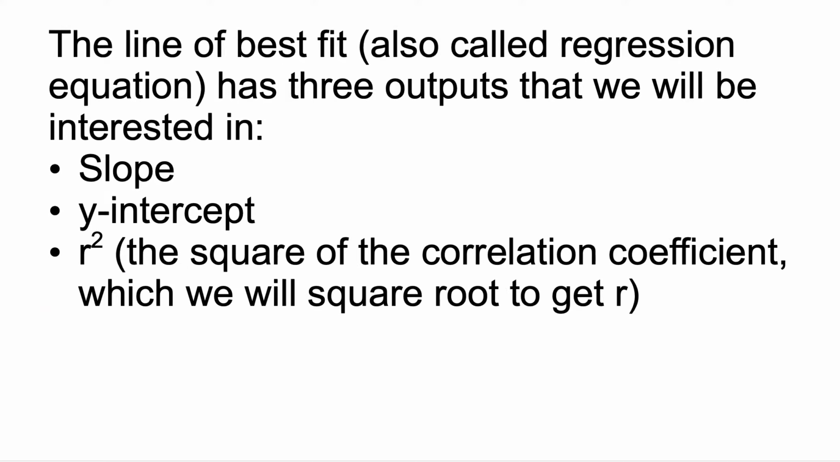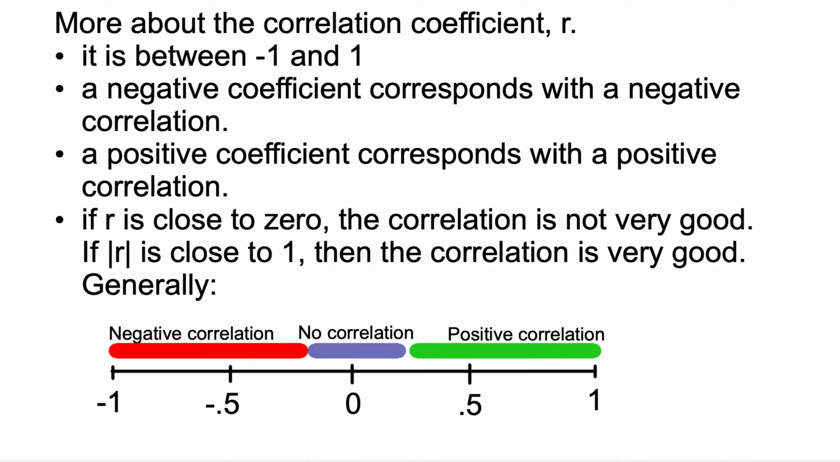technologies. So the line of best fit is also called the regression equation. It has 3 outputs that we will be interested in. It's going to give us the slope and the y-intercept, and it will also give us something called r squared, which is the square of the correlation coefficient, which we're going to have to square root to get the value of r, the correlation coefficient. So the correlation coefficient, I'm going to talk about that for a couple of minutes.